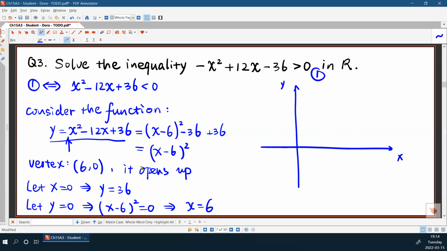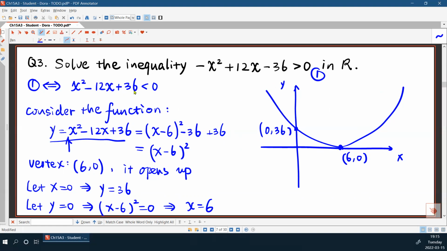Y-axis, x-axis. First, the vertex is (6, 0), which is about here, right? (6, 0). And we know it opens up. A parabola that opens up should look like this. Right. Okay, the y-intercept is (0, 36), here. And the x-intercept is the vertex, which is (6, 0), right?